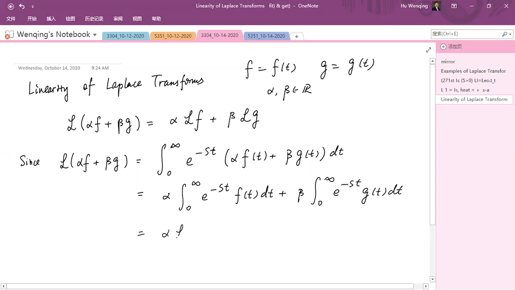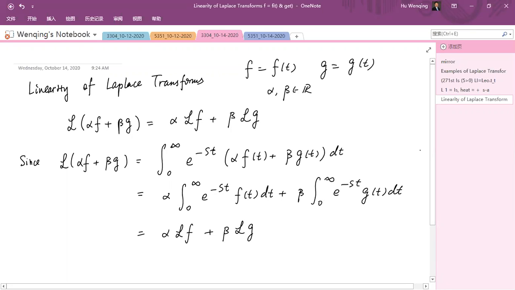And this is just alpha times the Laplace transform of f plus beta times the Laplace transform of g, as functions of s. Here I have kindly ignored that these are functions of s, right? Sometimes, because there are two arguments t and s, we abbreviate a little bit. Okay, so that's going to be the scenario. So that means the Laplace transform is going to transform any linear combination of two functions into the linear combination of their images. So how do you understand this?